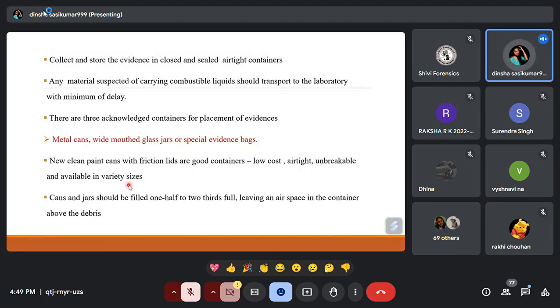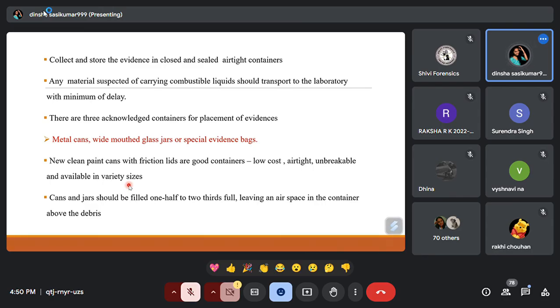Then collect and store the evidence in closed and sealed airtight containers. We have to use airtight containers here, and the common containers that we use for collecting the evidences from an arson scene are metal cans, wide mouth glass jars, or special evidence bags. So, this is an important point.